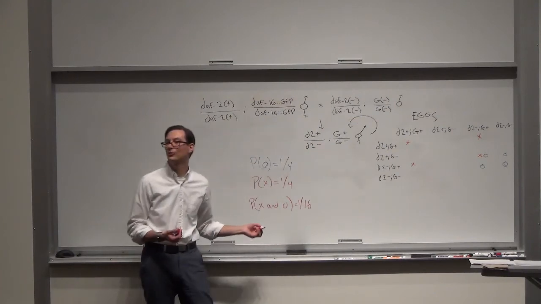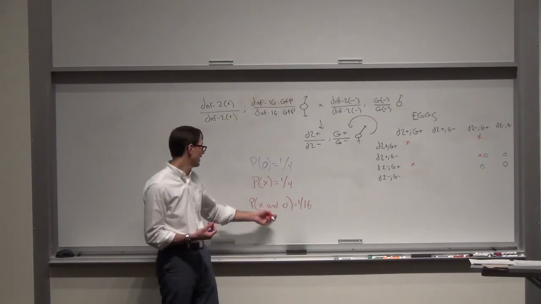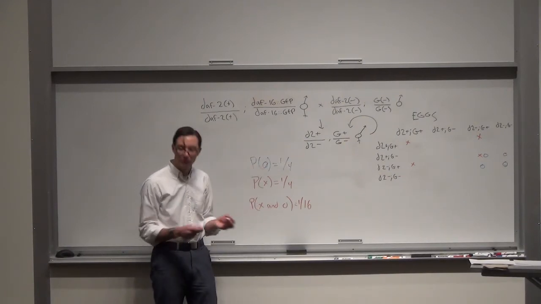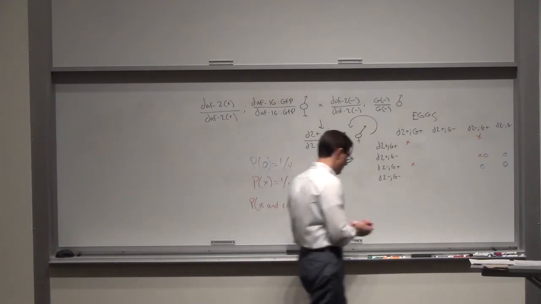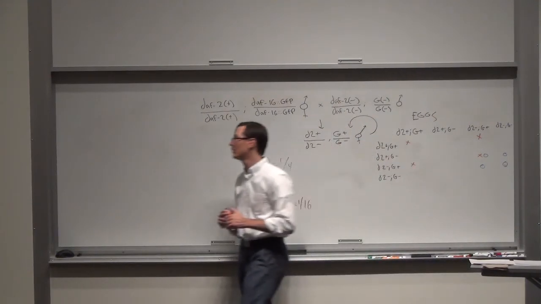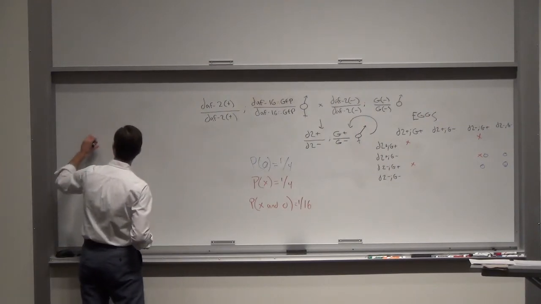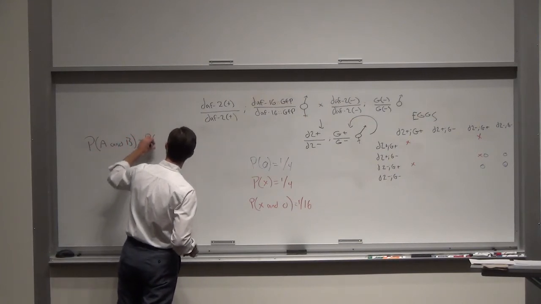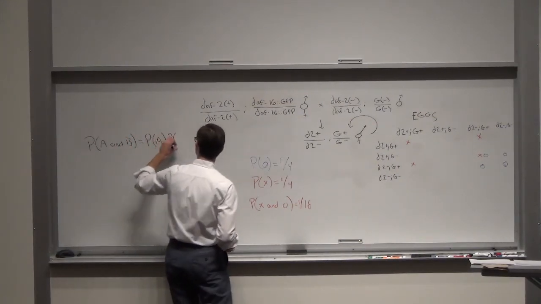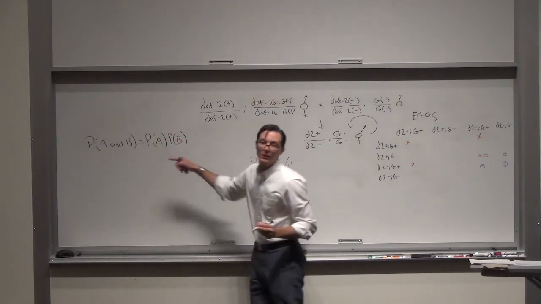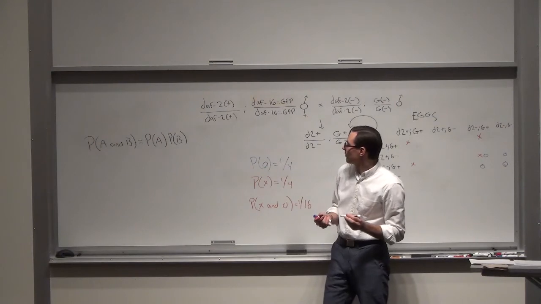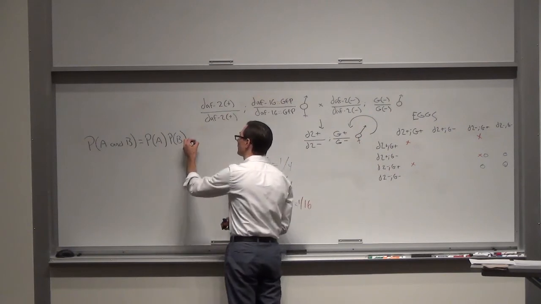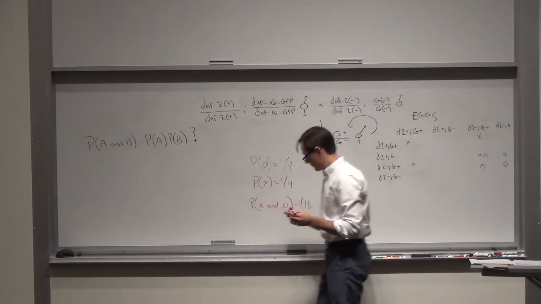Does this suggest to us a rule for how to get X and O from the probability of X and the probability of O? Okay, all right. So let's write this candidate rule down. Probability of A and B equals probability of A times probability of B. It works in one example. I think that deserves a question mark. Let's try two examples.